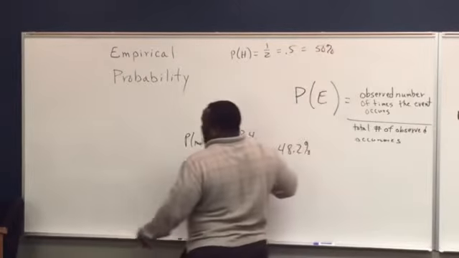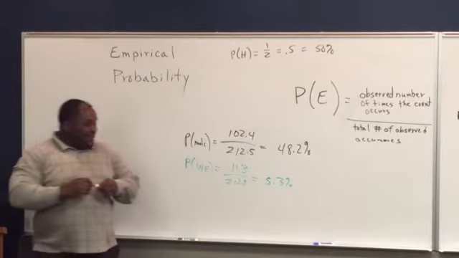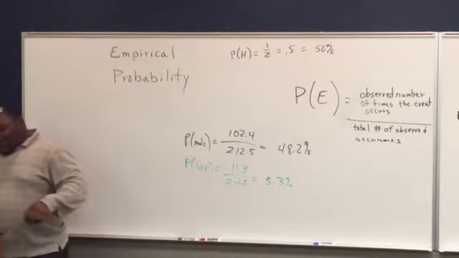Same as the other one. Probability of getting tails, same thing. Okay, so that's theoretical probability.